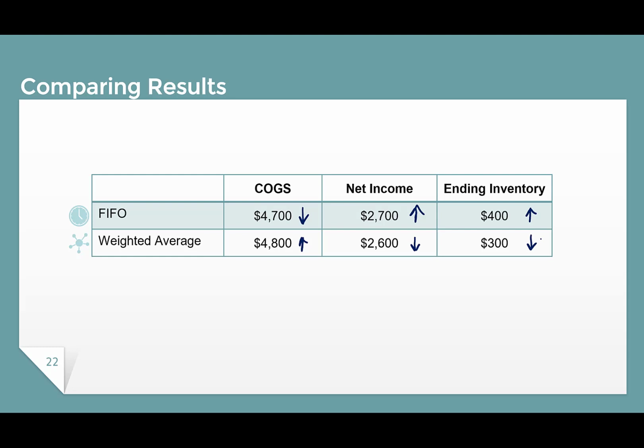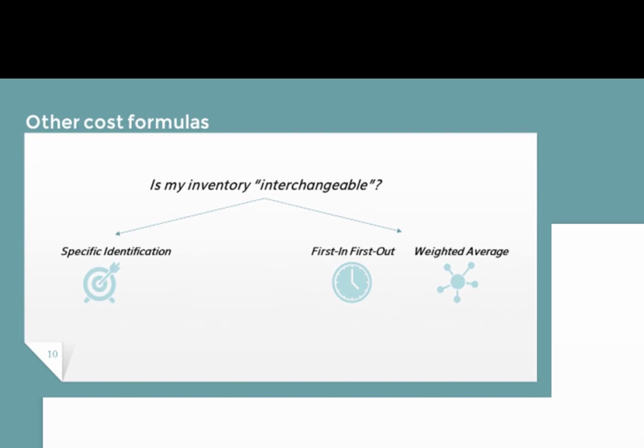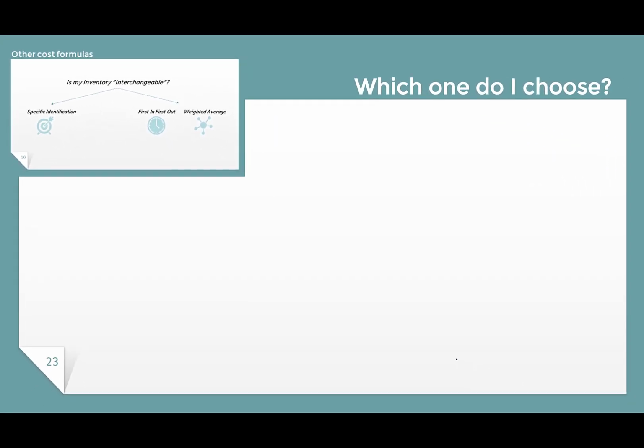So the question is, how does a company choose? Well, earlier I said that companies with inventory that is unique and in small quantities use the specific identification cost formula. So that's an easy one. If your inventory is interchangeable, though, you have a tougher decision: FIFO or weighted average. To figure that out, companies ask themselves a few questions.